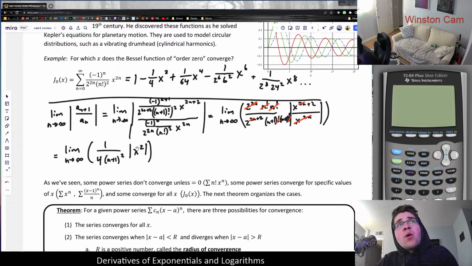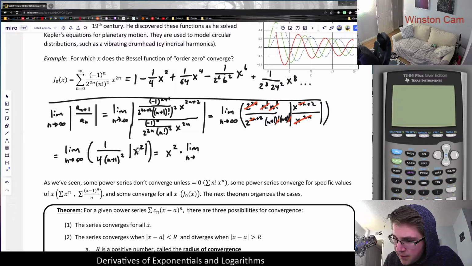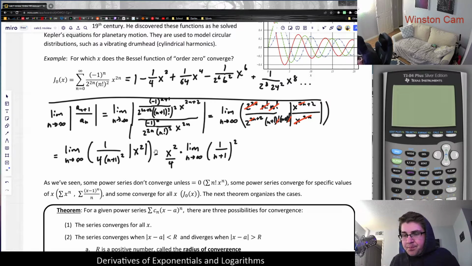But again, as we've done before, the x we can pass through the limit, and I'm going to just drop the absolute value because x squared is always positive. That would leave me with x squared multiplied by the limit as n approaches infinity. And the 4 we could also pass through the limit as well, because that does not involve n, and it would just leave us with the limit of 1 over n plus 1 squared. And of course, as n goes to infinity, this will be 0, because 1 over infinity is 0 within a limit. So at the end of the day, we could solve this limit.